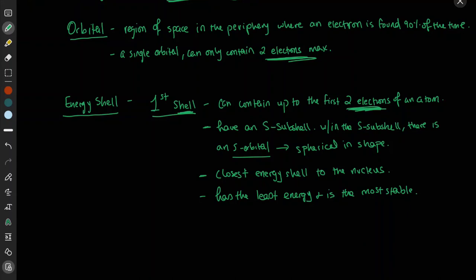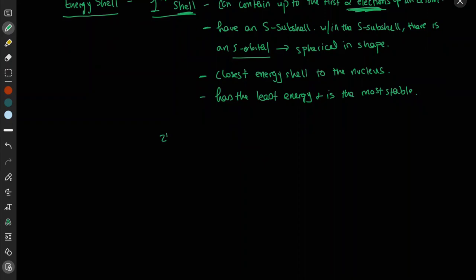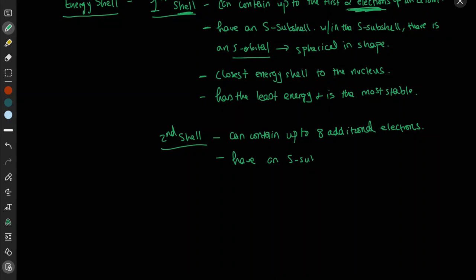Okay, so now the second shell. This can contain up to eight additional electrons. So how are these electrons organized? In this shell, you're going to have an S subshell, similar to the first shell, and what's called a P subshell.